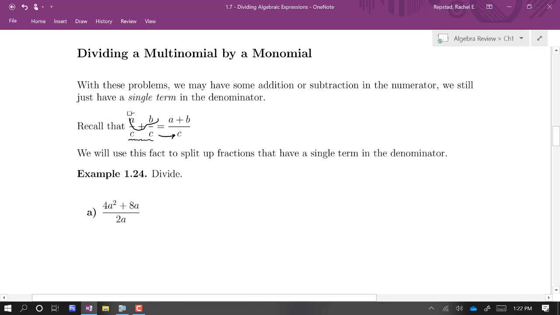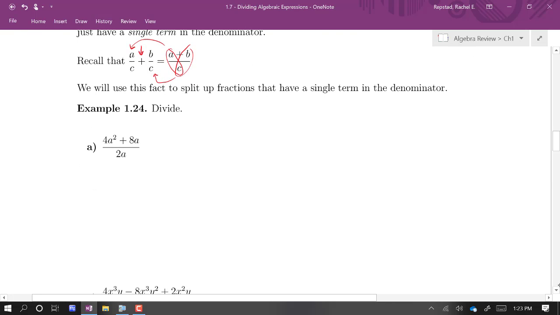So if I think about going the other way, what this says is, if I have addition happening up top, and the same is true for subtraction, I can split up that fraction and just perform that operation between the two fractions. So if I have addition or subtraction in the top but not the bottom, that's how we're going to approach it. We're just going to split it up.